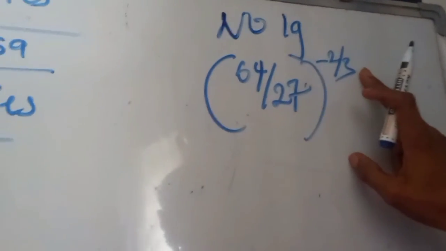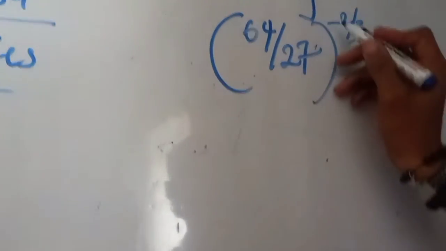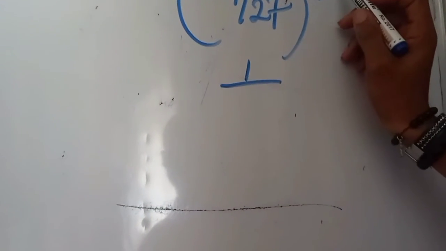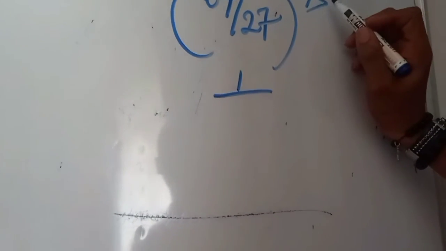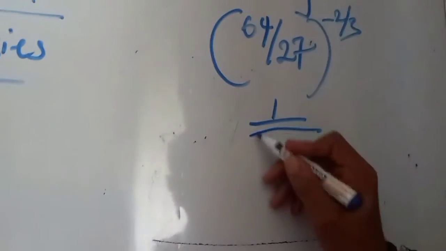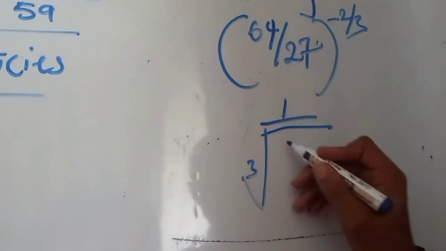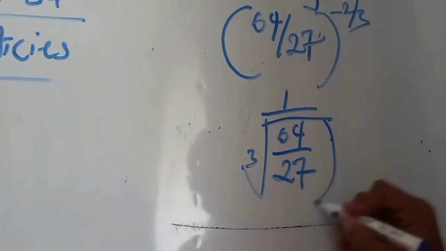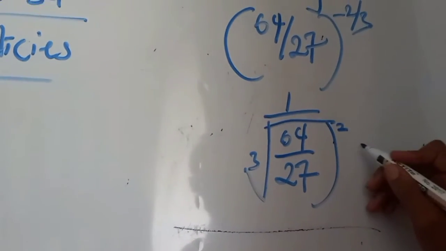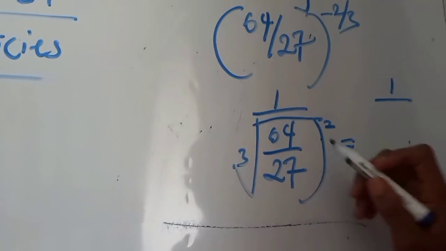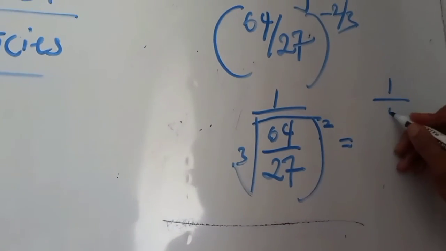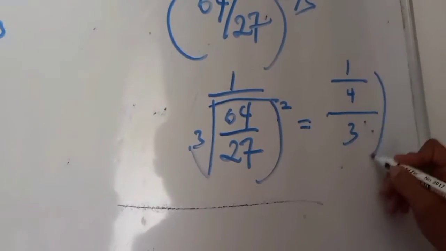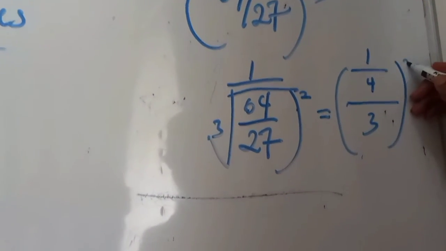We go with the negative first. Negative means what? 1 over. That is enough for the negative law. And then the fractional law. This is 3, so we go to the cube root of 64 over 27, raised to 2. Equals 1 over the cube root of 64, which is 4, and the cube root of 27 is 3. Don't forget to put your power 2 on this.